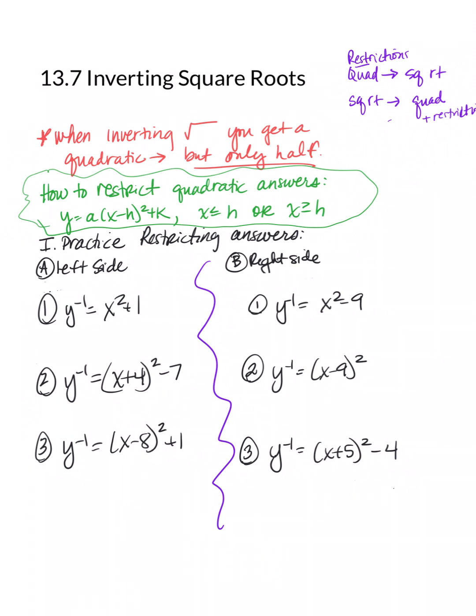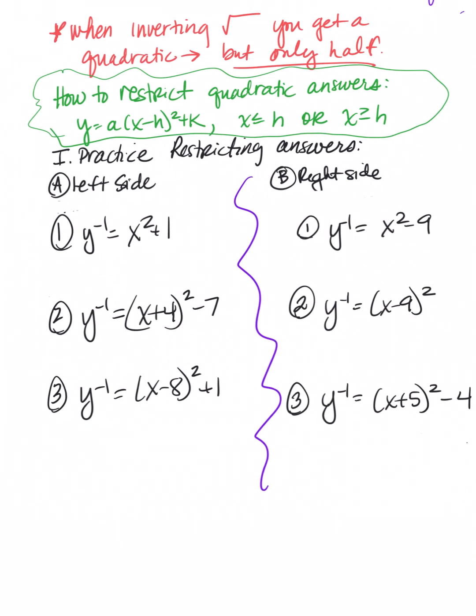Maybe you need to pause the video and write these down. But on the left side, look at the left side here. If I want to restrict the left side, that means it's going to be x is less than or equal to h. It's pointing left. That's what I need it to look like. So look at number 1. Think about the h and the k here. That plus 1 is only moving it up. It's not moving it left and right. So the h value is 0. So I would add in x is less than or equal to 0.